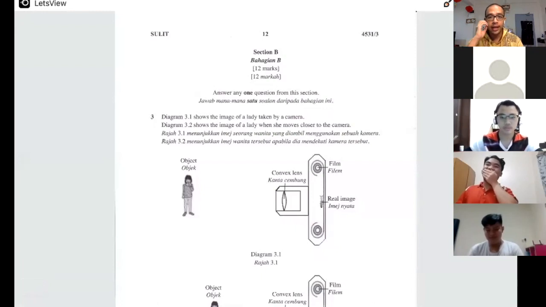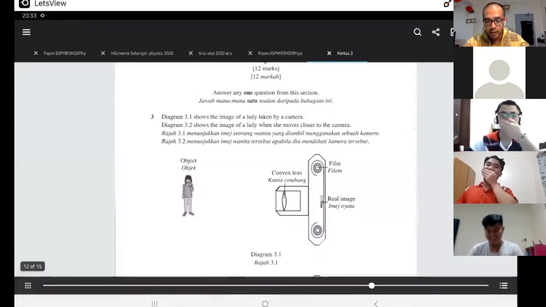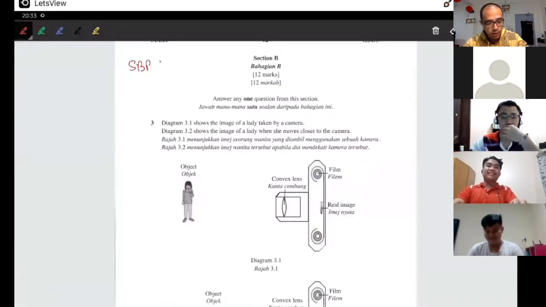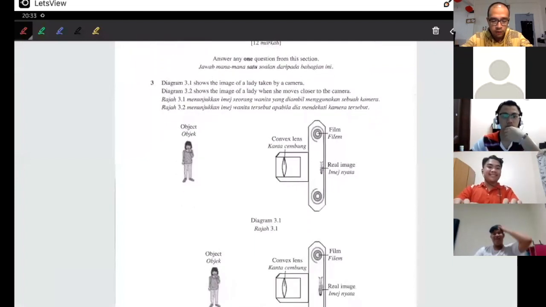So this is the SBP paper 3. As I said just now, you don't have copies. This is SBP paper 3. I just want to go through with you a paper, let's say you see it for the first time, what are the things that you should look for.